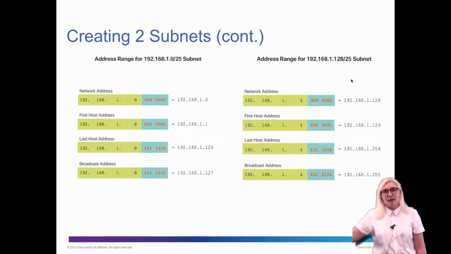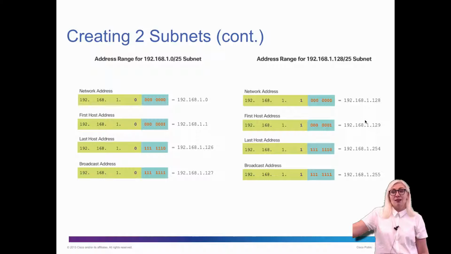The second network will be called 192.168.1.128. This is the network address, not a host address. And the first host is then 192.168.1.129, and the last one is 192.168.1.154. And my broadcast on this network will be 192.168.1.255. Again, same thing applies here. To find my broadcast, I set all my host bits to 1.